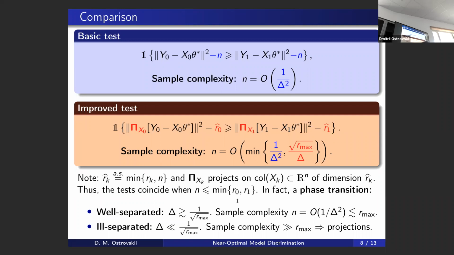So, okay, now I have to think. I don't remember that. So if delta is bigger than 1 over square root of R max, then this thing will be bigger than this. Wait a sec.